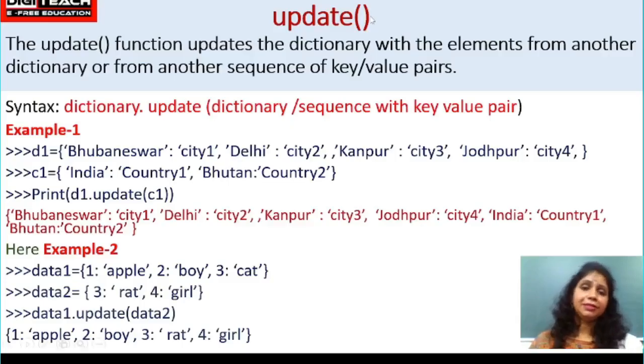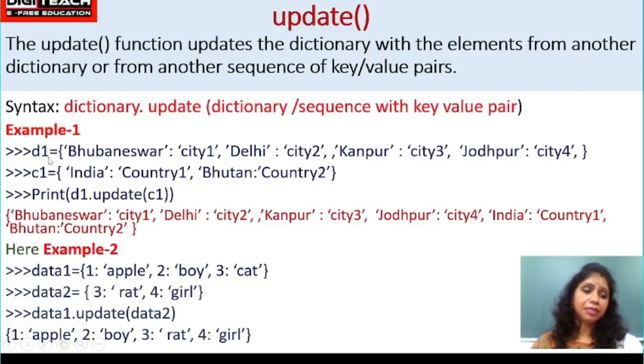Okay, let us discuss the update function. The update function updates the dictionary with the elements from another dictionary or another sequence of key-value pairs. Very simple. That means it will just update your original dictionary variable with the key-value pairs of another dictionary variable. So, what is the syntax? The syntax is dictionary variable dot update. In the parenthesis, you need to use one dictionary variable name.